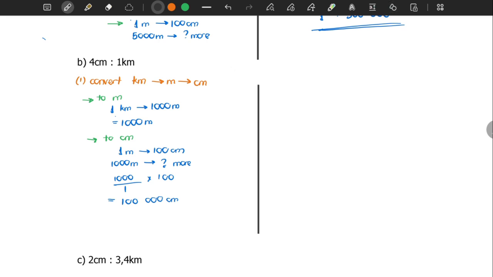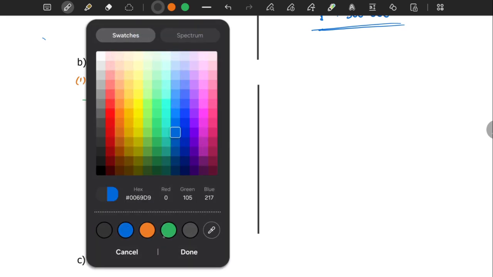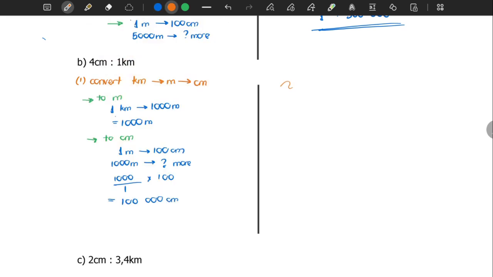And now we go back to the scale since we've converted to centimeters. Our scale was 4 centimeters is to 1 kilometer.